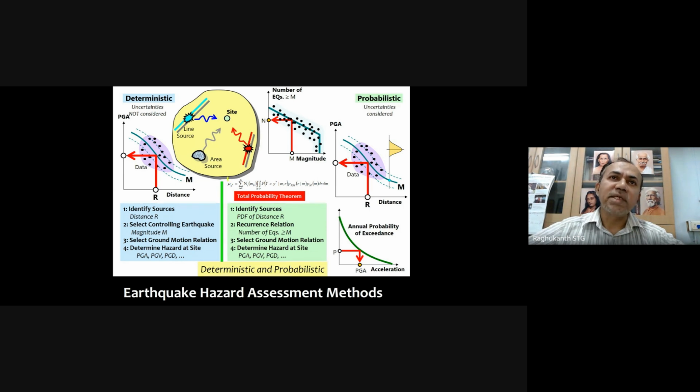Now in PSHA, we use the total probability theorem. We use this classical equation developed by Cornell in 1967, where we assume that magnitude, distance, and soil are all random variables. So we estimate the recurrence relations, the probability density function for magnitude, the probability density function for distance, and the GMP also, and then we integrate all these three probabilities to get the seismic hazard curve.